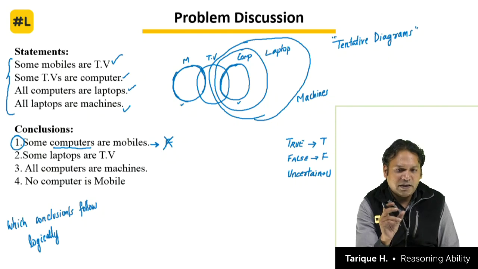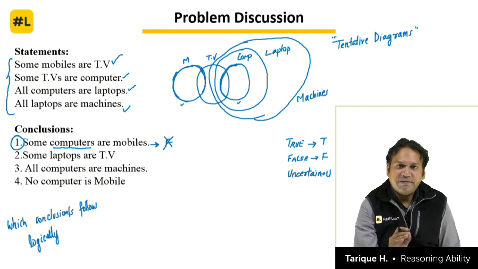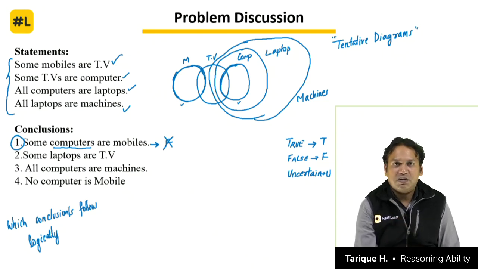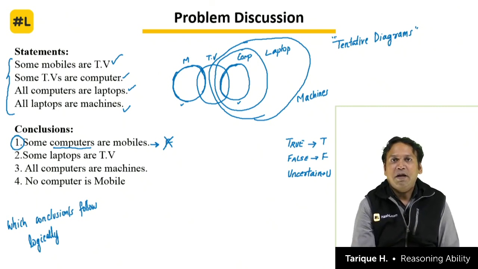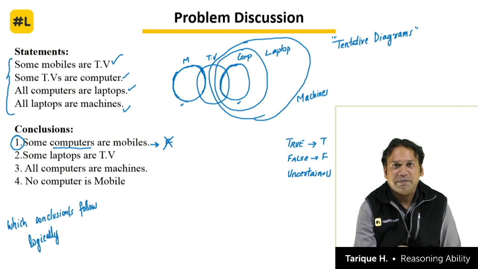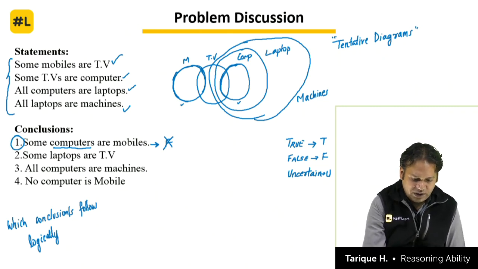So listen and understand this one thing. When you have made the diagram using the statements, you can make positive conclusions from the diagram, but you normally don't make negative conclusions. If you see two circles overlapping, that means clearly they will overlap, there is no doubt about that. But if two circles are not overlapping, it is not necessary that they will not overlap. I will show you here also. Let's make a diagram again here. Some mobiles are TV.